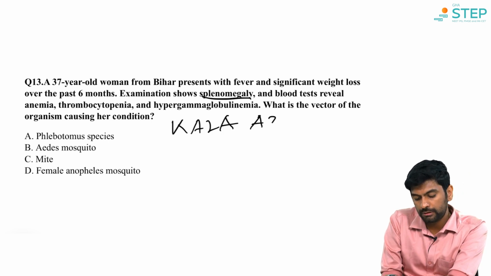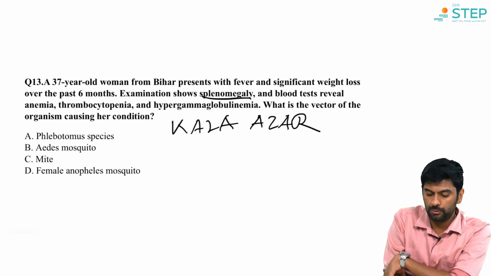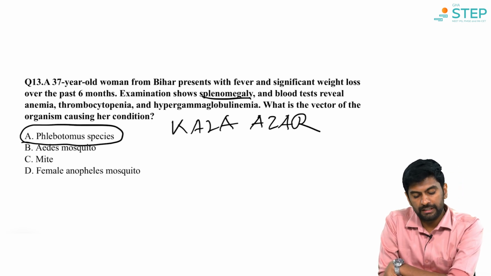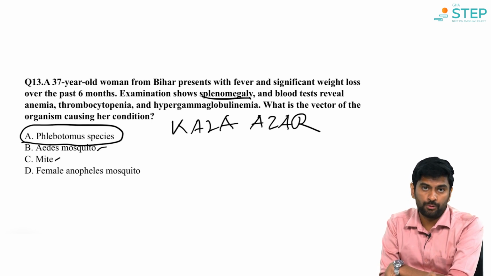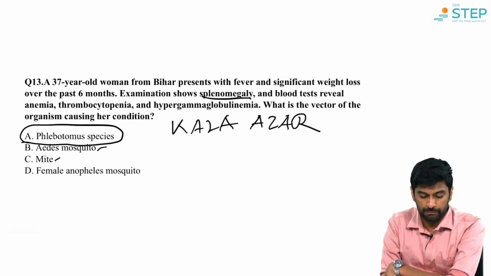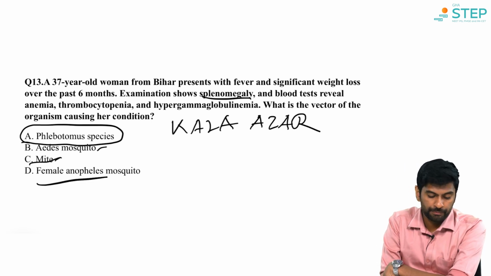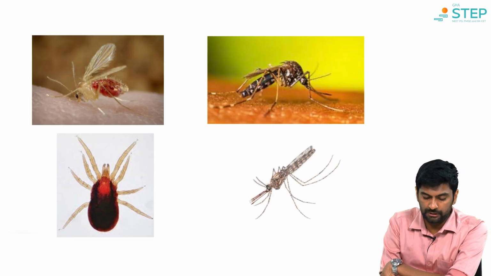So if Kala-azar is the case, the vector of the organism would be the phlebotomous species or the sandfly. The Aedes again would not be involved here, the mite would not be involved here. So this would be scrub typhus for the mite, female Anopheles mosquito for malaria, and the Aedes mosquito for dengue or chikungunya. So we have the images here as appropriate.